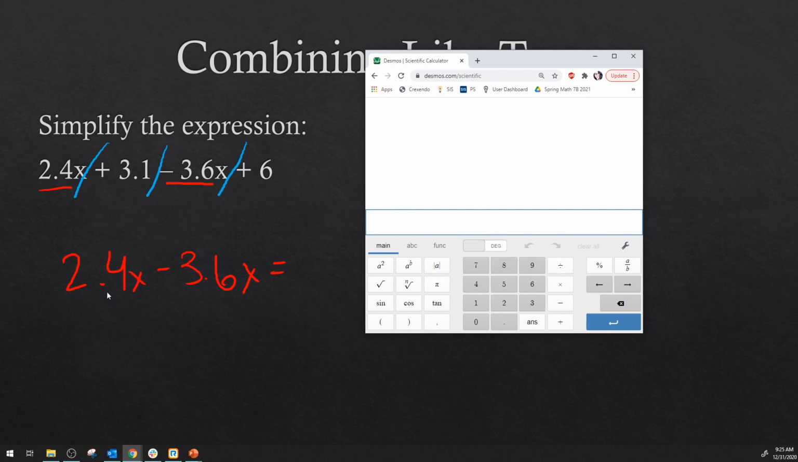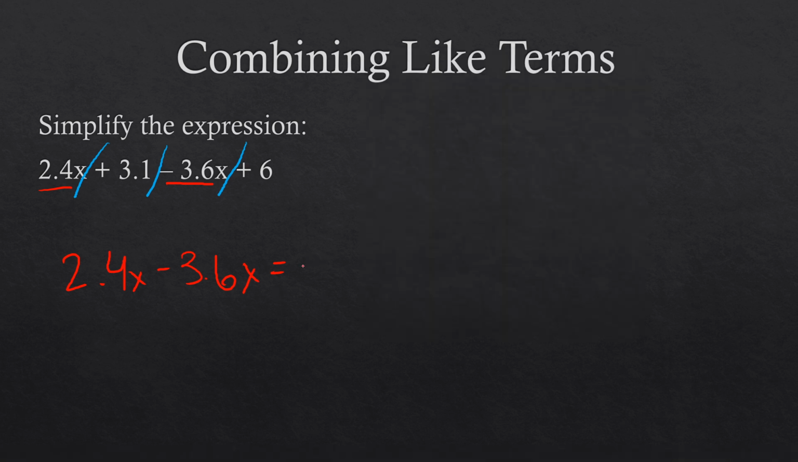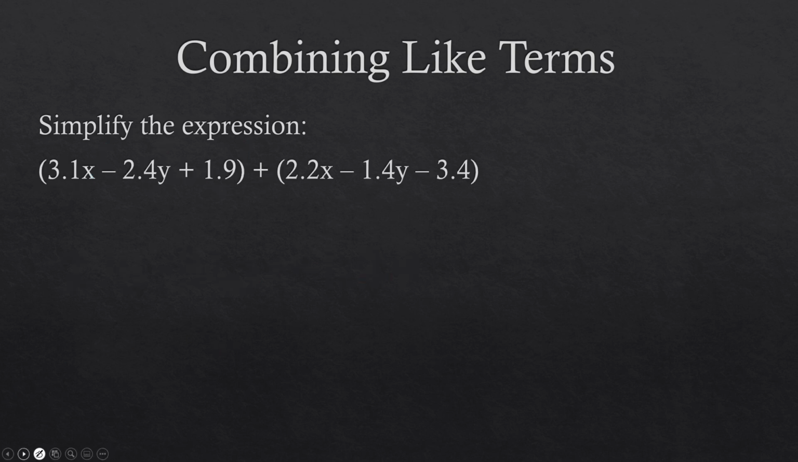Now I'm going to be doing 2.4 minus 3.6. So 2.4, whoops, I don't forget my decimal. 2.4, and I'm subtracting 3.6. And here I get a negative 1.2. Don't forget my variable, which is x.